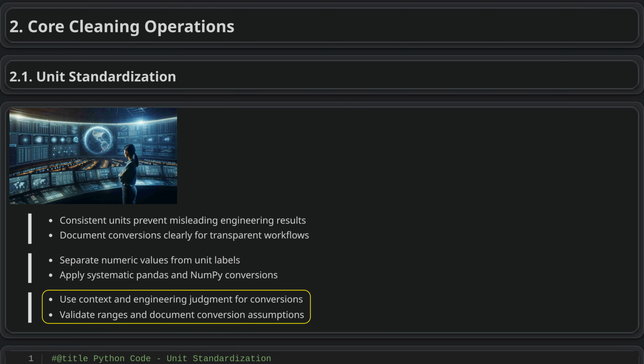Unit standardization requires context, not just mechanical conversion. Temperature conversions may involve both scaling and offsets, and pressure values can differ in meaning depending on whether they are gauge or absolute. Use engineering judgment when data affects important decisions or models. Then check converted values against expected ranges. Keep the original data and document assumptions so the process remains traceable.